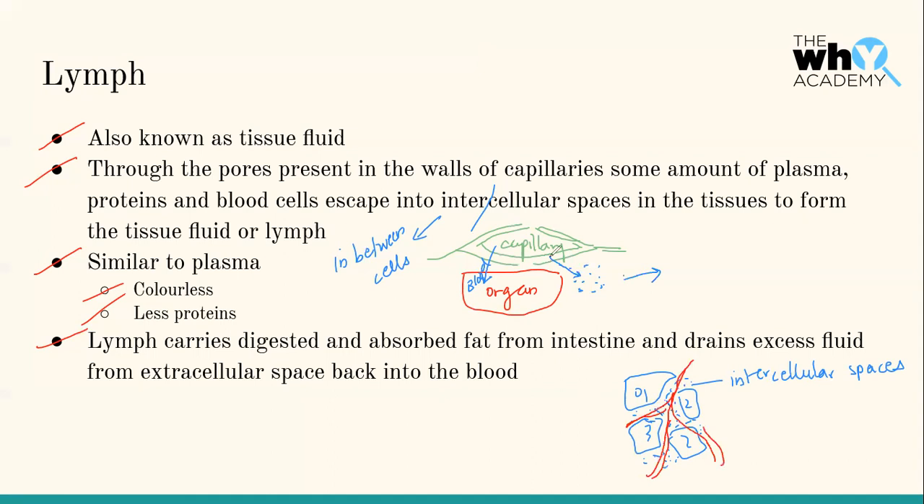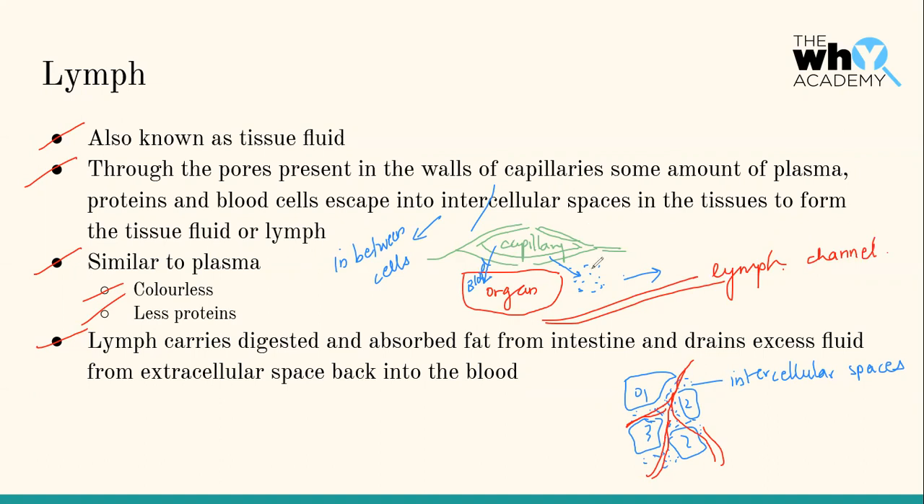So to ensure that this leached out part is not going to freely flow around, it is taken up by this parallel channel which is called a lymph channel. So this could be anything, it could be a lymph capillary, it could be a lymph vessel, anything.